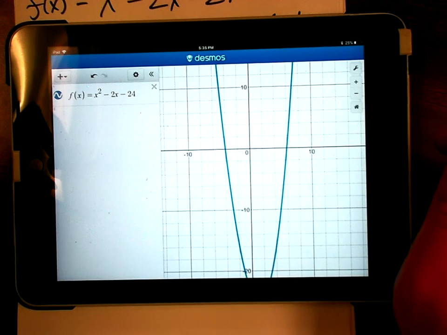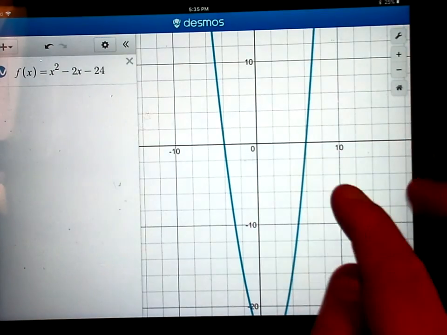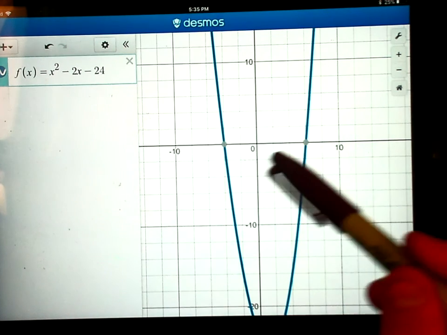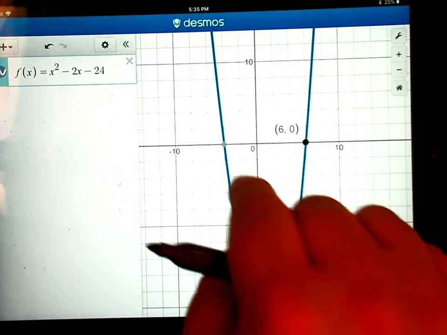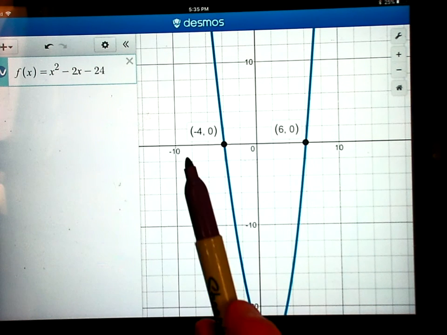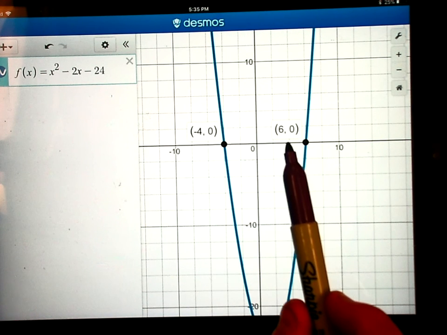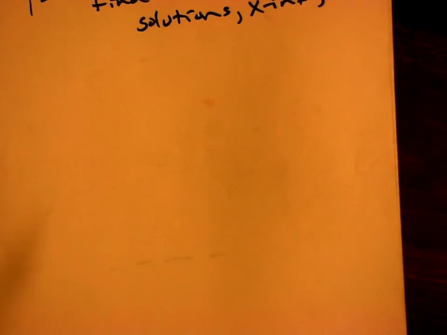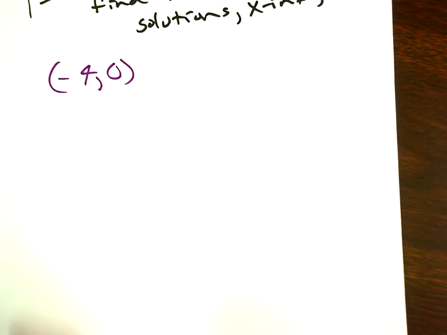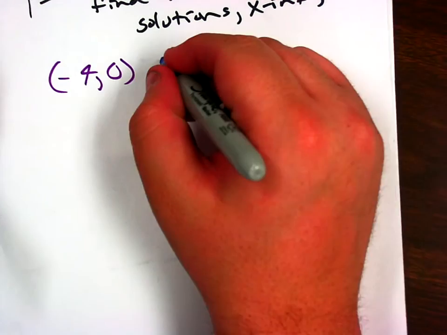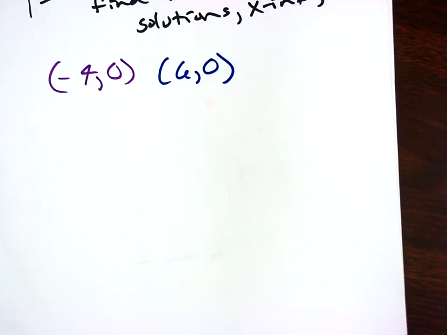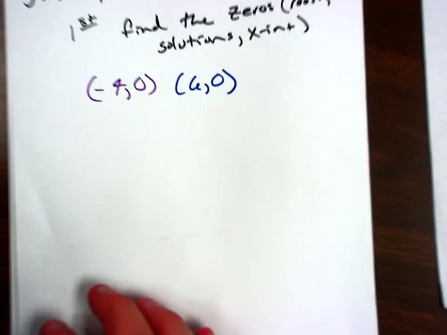Okay, so let's go to our x-intercepts and see where they are. Tap the graph. See these gray dots pop up right here, right there, and right there. Those are the dots I want, so I'm going to tap on each one and get it to show the points. So my zeros are negative 4 comma 0 and 6 comma 0. Okay, so I'm going to write those down. My zeros are negative 4 comma 0 and 6 comma 0.